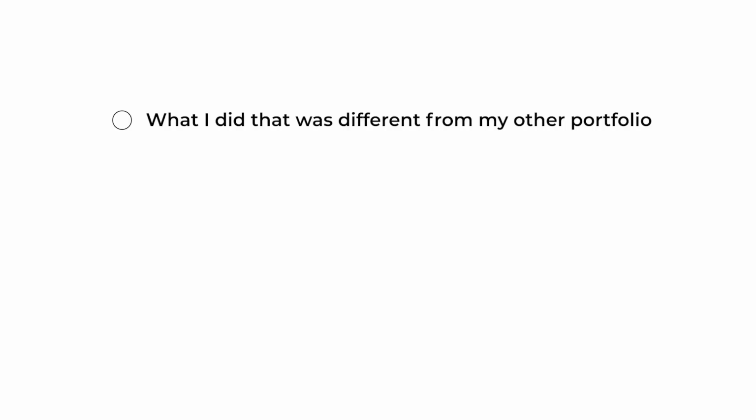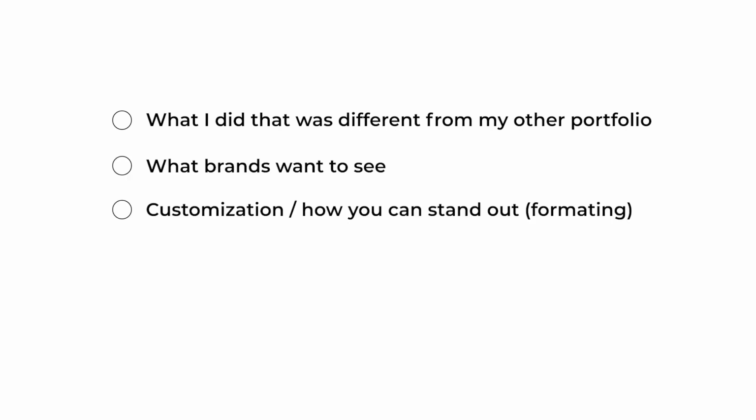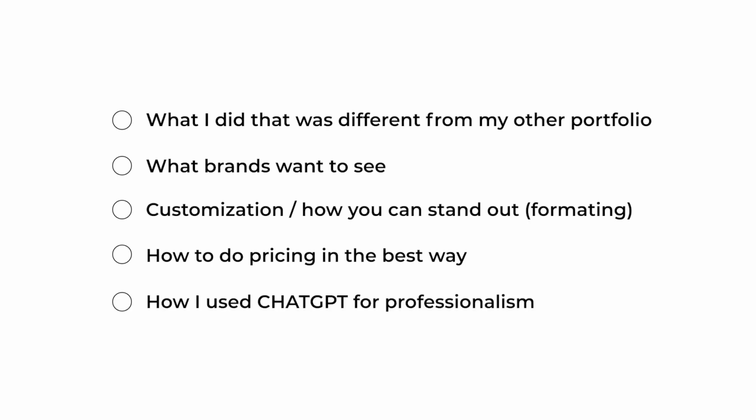I have my computer out and I'm going to walk you through what I did in my portfolio that was different. We're going to touch on what brands want to see, what I think is a good way to format things, and also links to pricing as opposed to having them out there for everyone to see or not having them there at all. I'll also go in depth on how I use ChatGPT to make my portfolio more professional and give it a better feel, because the way your text is on screen shows a brand how professional you will be in voiceovers, on-screen text, and so on.